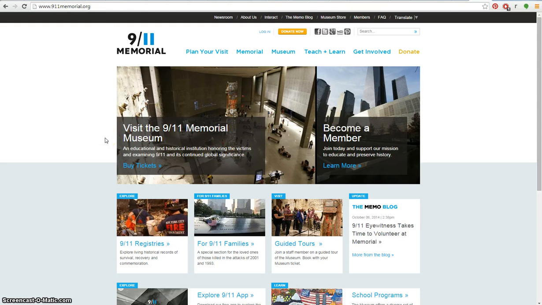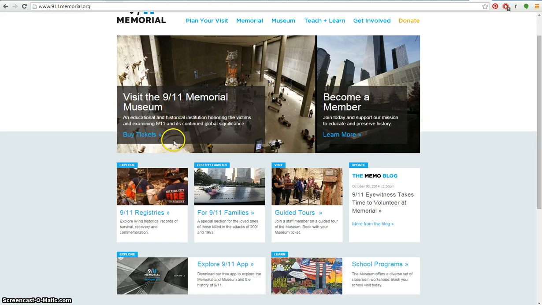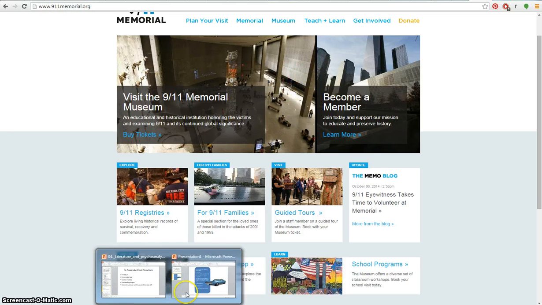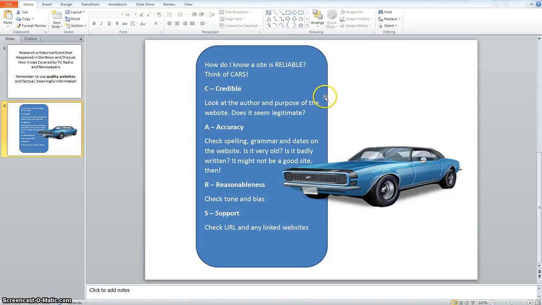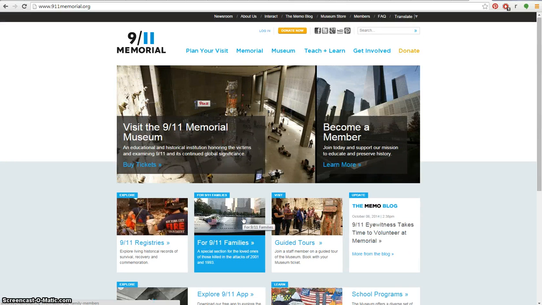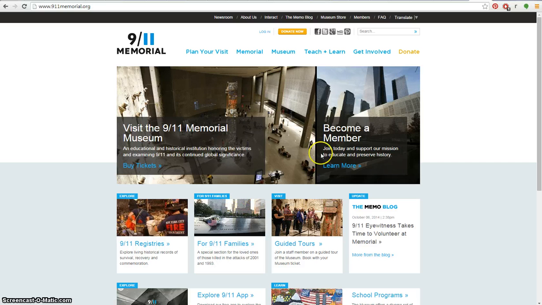This actually is the National 9/11 Museum. So obviously they might have a lot of good information about the event that inspired the building of this museum. Okay, let's take a look at our next criteria. The author and the purpose of the website. Does it seem legitimate? Well, as I said, this website is designed by the organization that is in charge of the 9/11 Memorial Museum. So they have a pretty straightforward reason for building this website, to remember the event and the people who died.